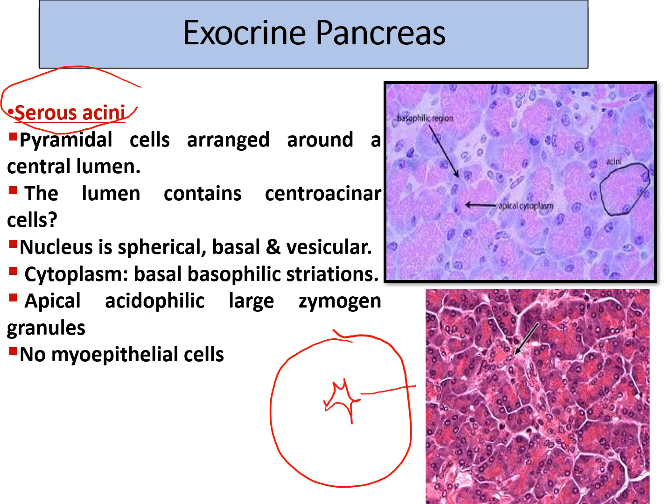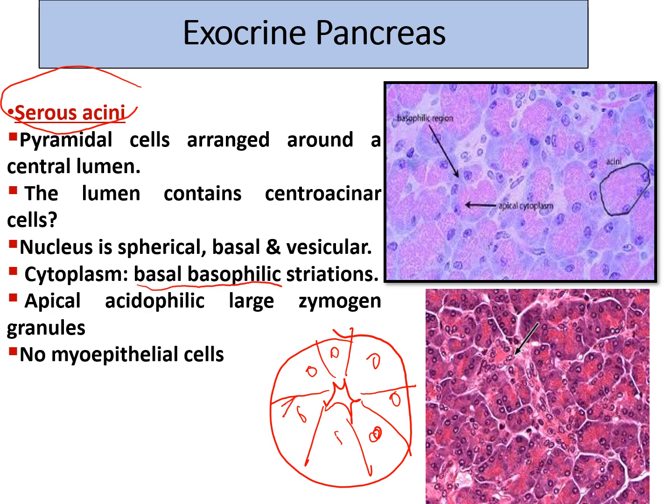This cell is going to be tall pyramidal cells. This pyramidal cell is going to have a central rounded vesicular nucleus. Okay. This nucleus is spherical, basal and active nucleus. What about the cytoplasm? What about the color of the cytoplasm? It will secrete digestive enzyme. These digestive enzyme are protein in nature. So we are going to have here a protein secreting cells, which means that we are going to have a basophilic cytoplasm with basal basophilic striation.